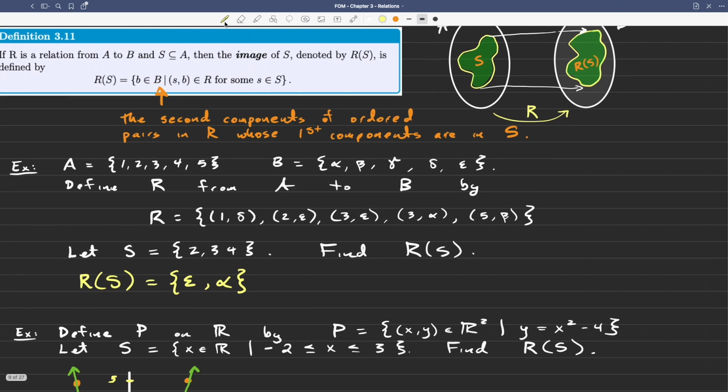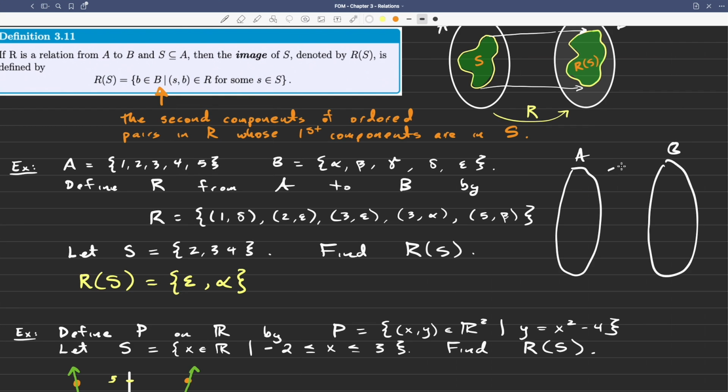Maybe I can squeeze in a little bubble diagram over here to sort of illustrate what happened there. Here's A, here's B, you got your relation R going that way. 1, 2, 3, 4, 5 in A, alpha, beta, gamma, delta, epsilon in big B. And I'm going to draw those arrows. And then the set S was 2, 3, and 4. So I'm going to draw a circle around 2, 3, and 4 here inside of A.